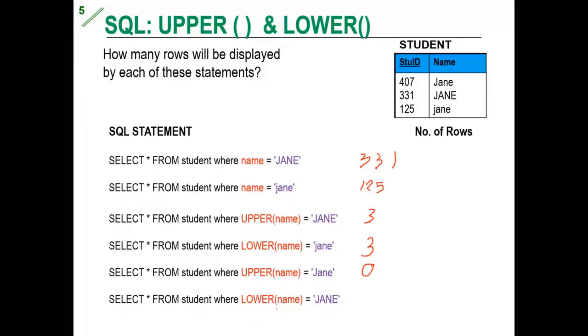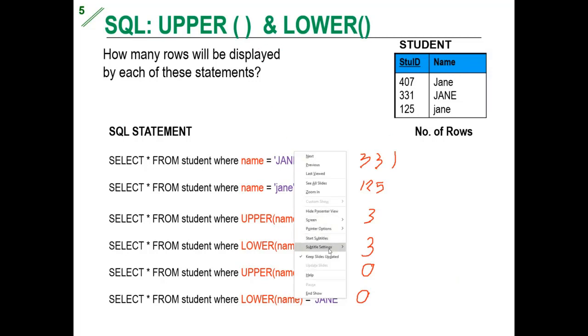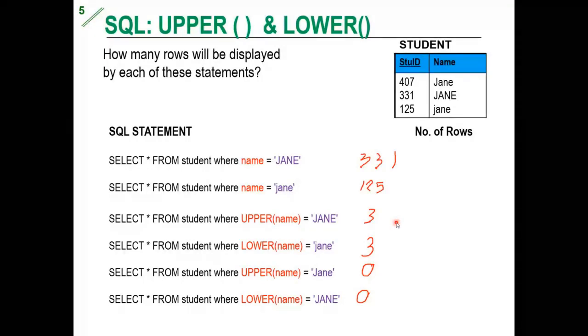How about this one? The last one. Lowercase name equal to this string. Again, 0. Very good, so you are not getting anything back. Right, so it makes sense now how to use uppercase and lowercase. It's sometimes a bit tricky, but if you practice this, it will not be that difficult. All right.